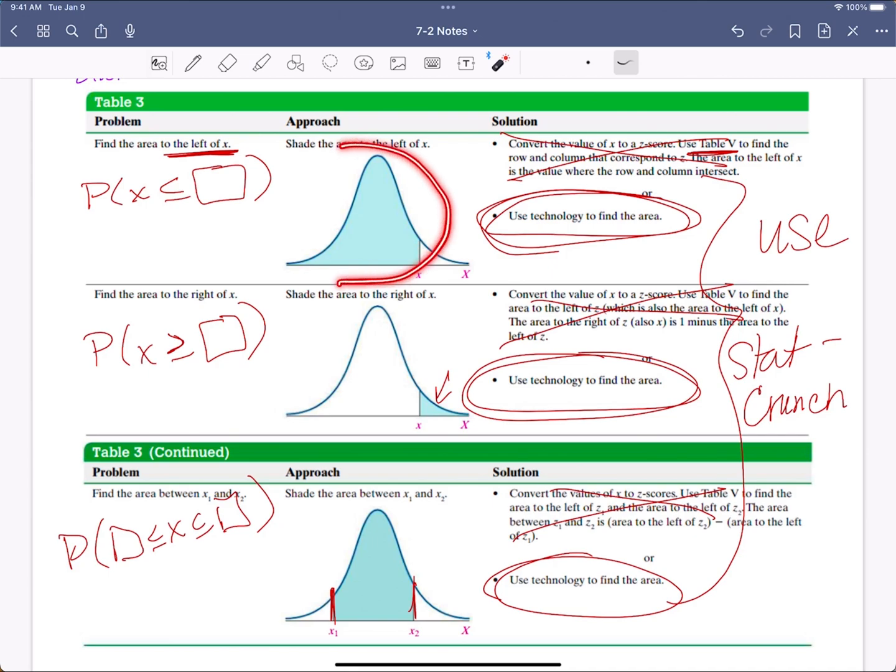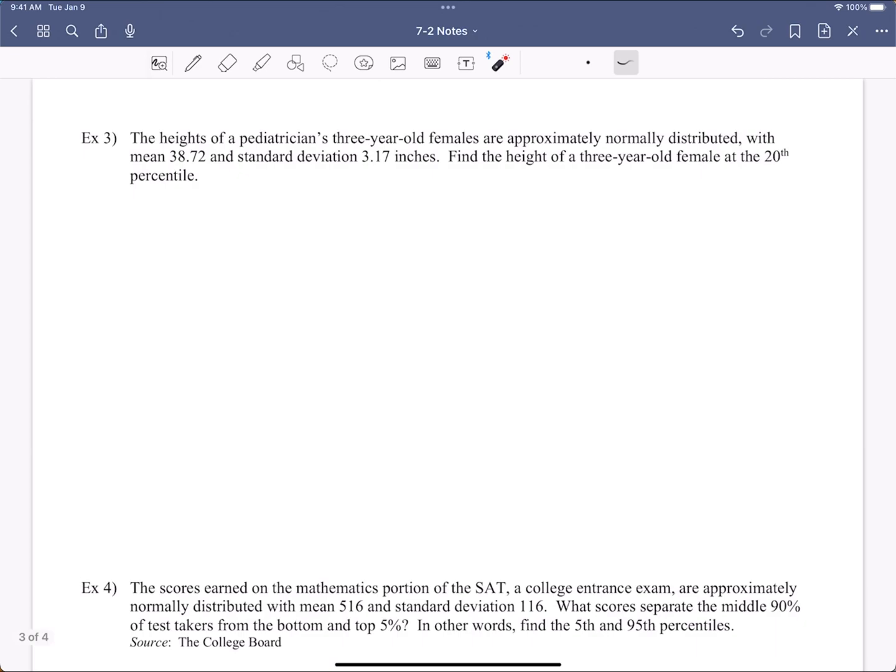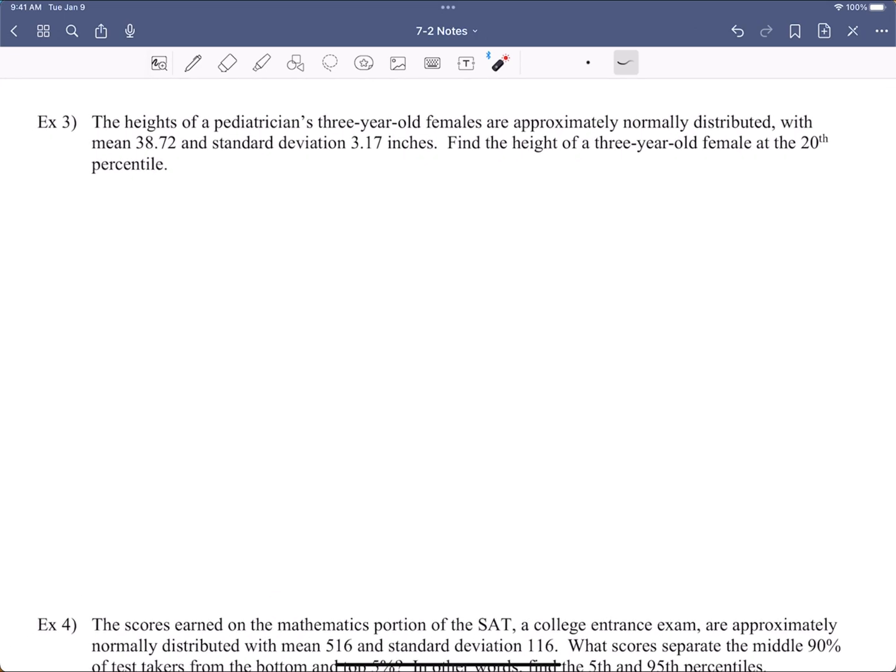All right, but I do want you to understand where these values are coming from and what that means, because we know area is the same as probability, is the same as proportion under the normal curve. Okay. So let's throw another P word in there. If I'm looking at this P word, it says the heights, so we're still on the same example, of the pediatrician's 3-year-old females are approximately normally distributed with this same mean and this same standard deviation. So we're down with all that. Find the height at the 20th percentile. There's another P word, all right? That's the P word that we're looking at.